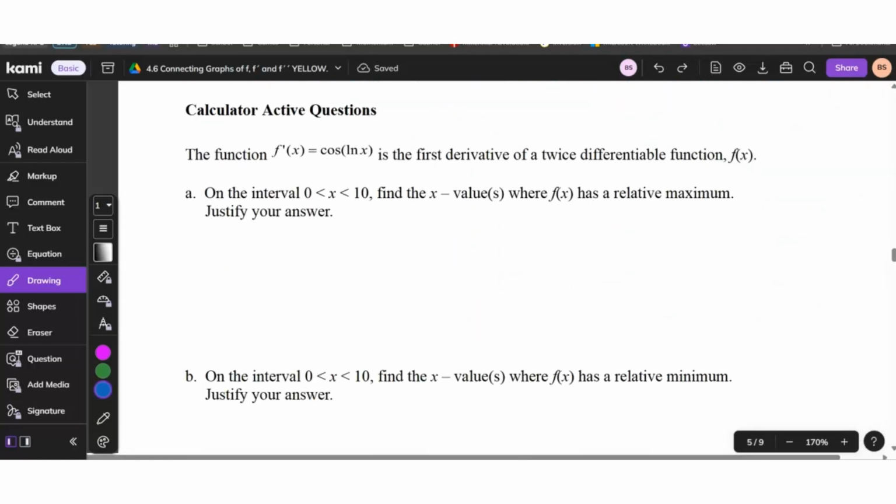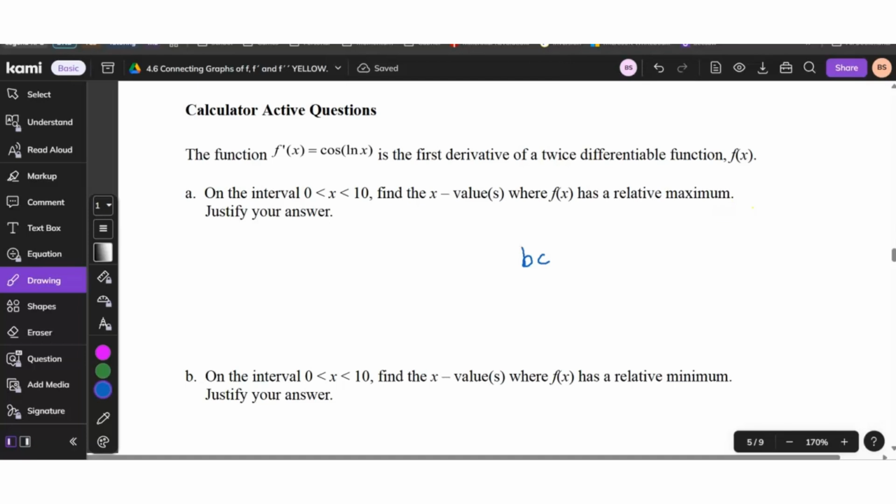All right. Since we know how much you all are great at your calculators, pull out your calculator. Pull them up. All right. Ready? The function f prime of x equals cos of ln of x. It's the first derivative of a twice differentiable function f of x. On the interval from 0 to 10, find the x values where f of x has a relative maximum. So before we do anything, let's start with the justification so we know what we're looking for.